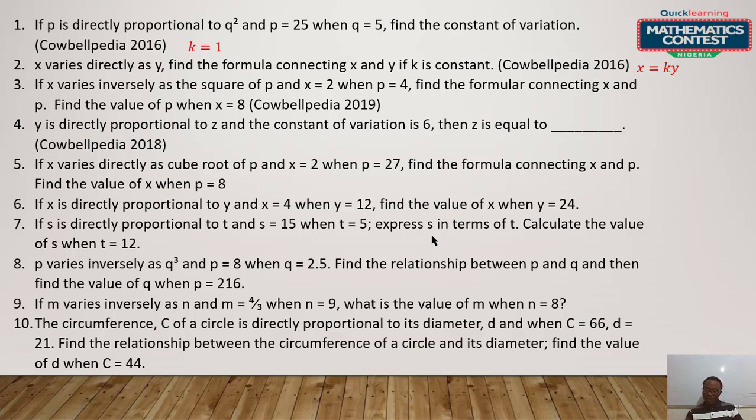You have spent 1 minute so far. For question number 8, I'm still timing you. Okay, let me set my timer. Continue solving. After 3 minutes, you're going to stop.